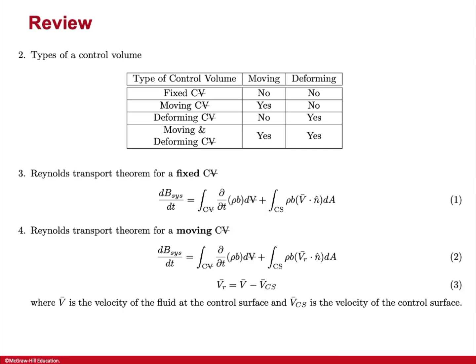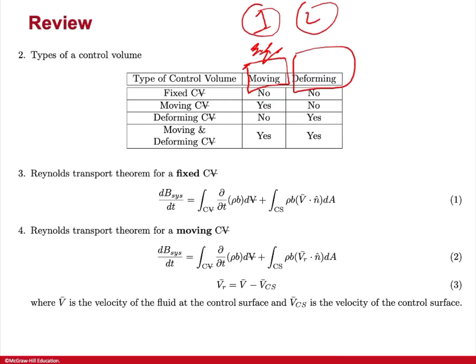For that, you just need to ask these two questions in whichever problem you have. The first question is: is the control volume moving, or is it stationary? And the second question is: is it deforming, that is, changing shape, or does the volume or shape not change at all? That determines which type it is.